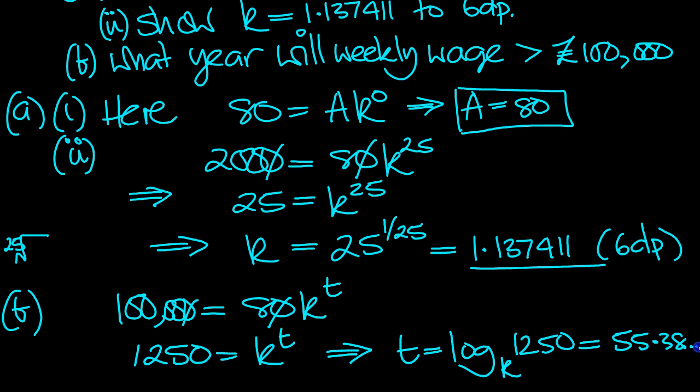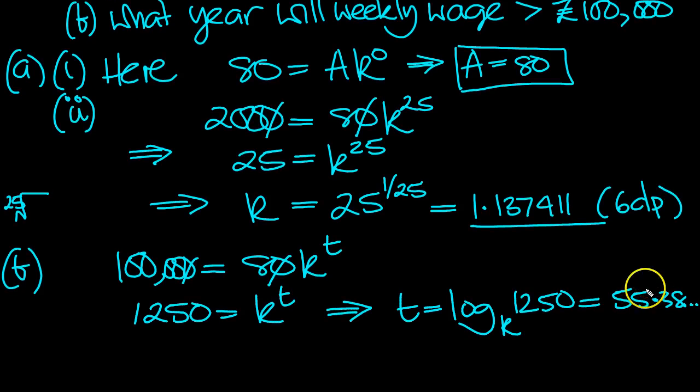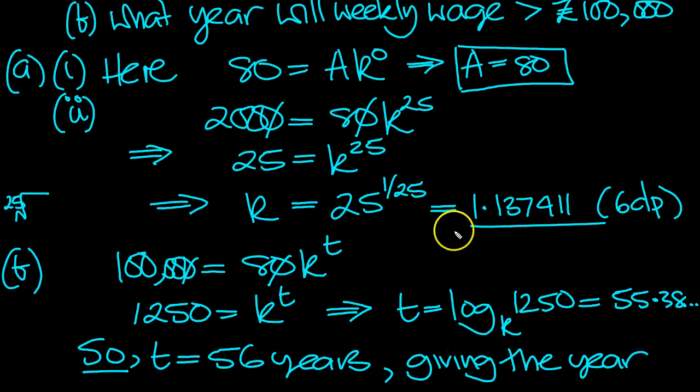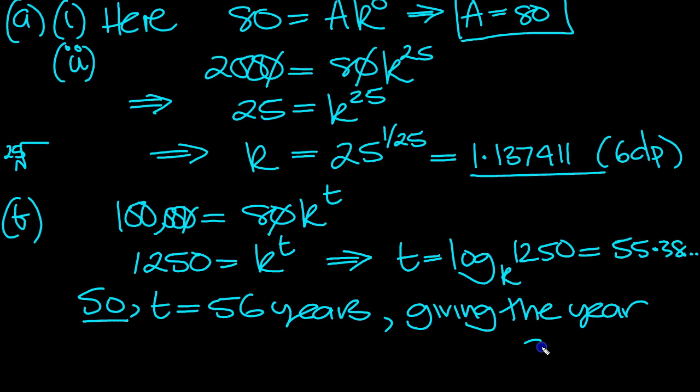55.38. So it's between the 55th and the 56th year. So it's going to first exceed 100k at the end when it's 56. So T is equal to 56 years, giving the year. Add 56 onto 1960 and we get 2016. 1960 plus 56 is equal to 2016.